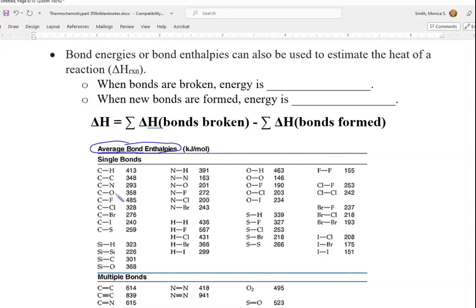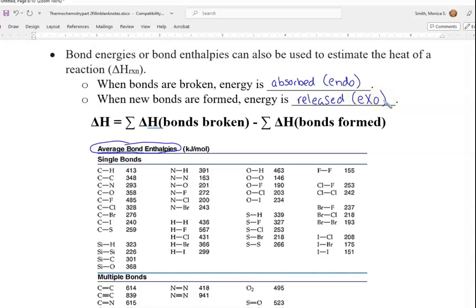So when you break a bond, think about breaking a stick. When you break a stick, you need to put energy into it, right? So when bonds are broken, energy is absorbed. And that would be an endo process. So we put energy in first. When those new bonds are formed, energy is released. And the difference between this absorption and this release is whether or not the overall reaction is endothermic or exothermic.